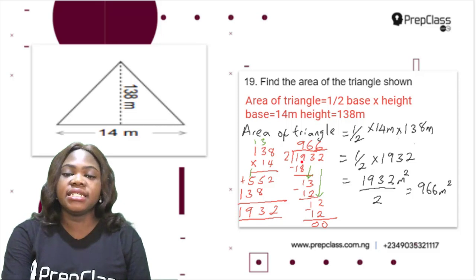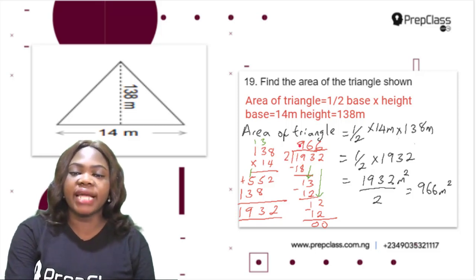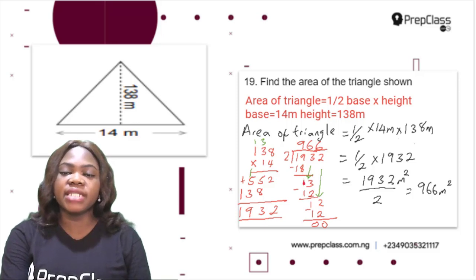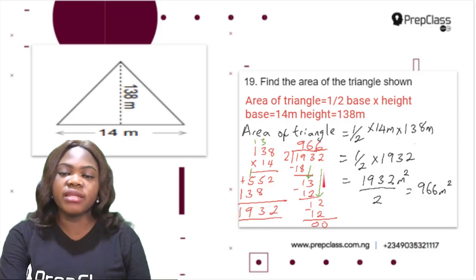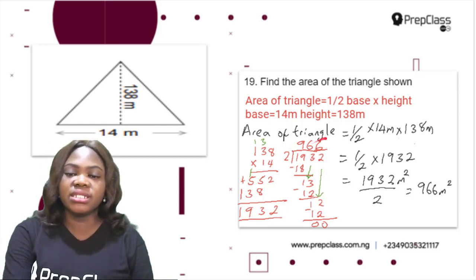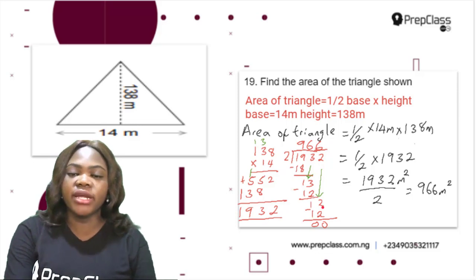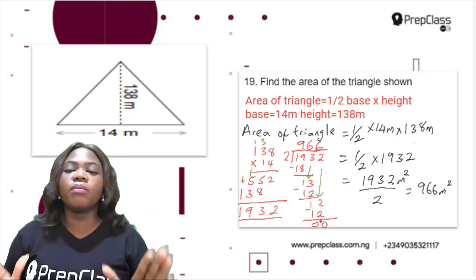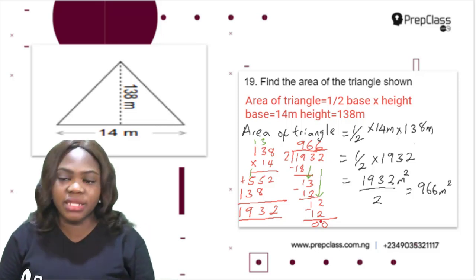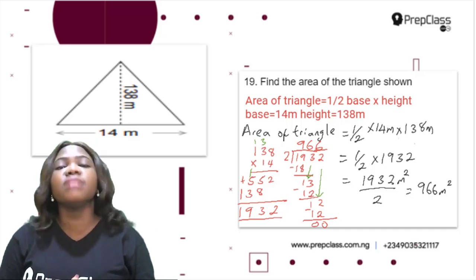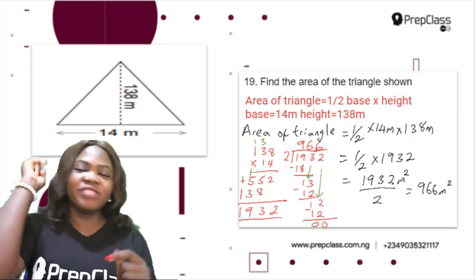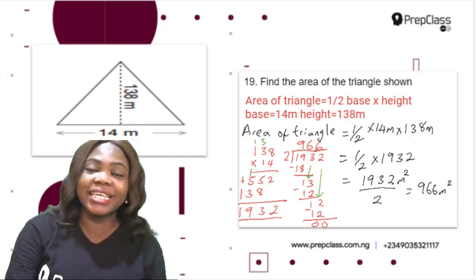So let's divide 19 by 2. 19 divided by 2 is 9. 9 times 2 is 18. 19 minus 18 is 1. Then drop down the next digit, which is 3. This becomes 13. 13 divided by 2 is 6. 6 times 2 is 12. 13 minus 12 is 1. Then drop down the last digit, which is 2. 12 divided by 2 is 6. 6 times 2 is 12. 12 minus 12 is 0. So this means that we've been able to completely divide 1932 meters squared by 2. So the answer is 966 meters squared. So the area of this triangle is 966 meters squared.